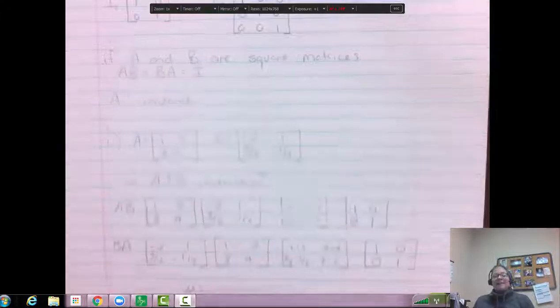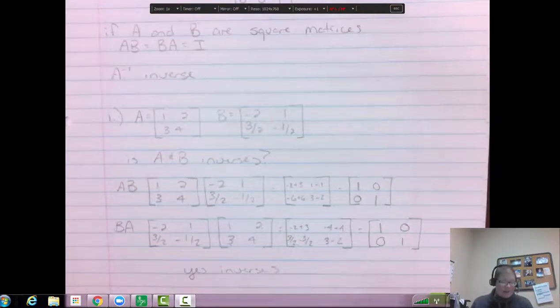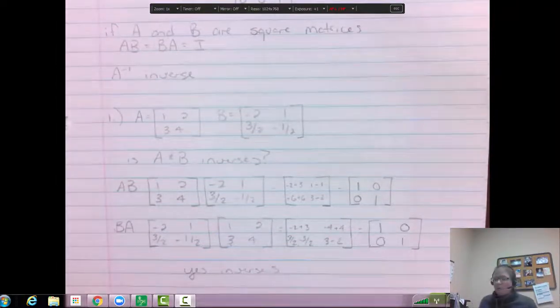So when it is an inverse, it probably is going to take you longer because you keep getting the numbers, zeros, and ones in the right places. So if by chance they don't work out, then you're going to get something else, and that doesn't work out so pretty. Okay, so this does kind of take a while. You can do this on your calculator.